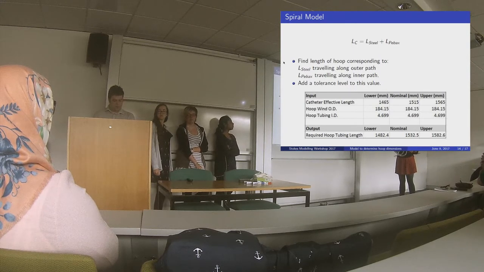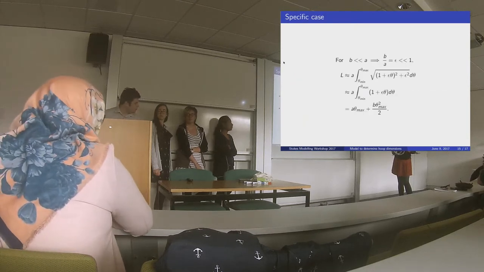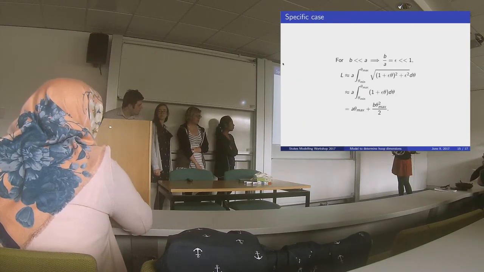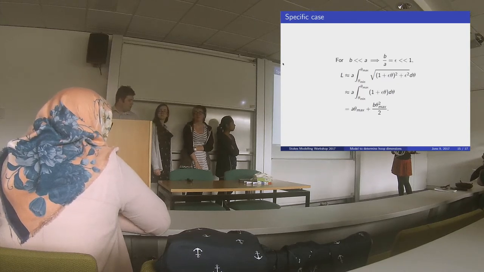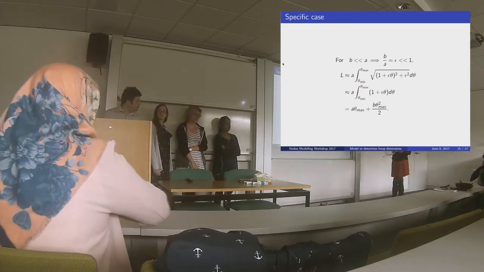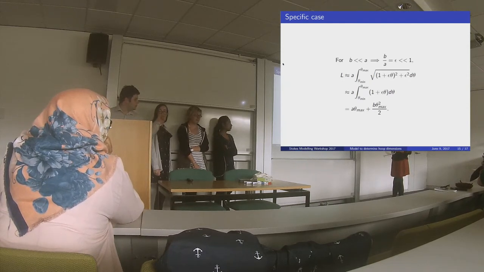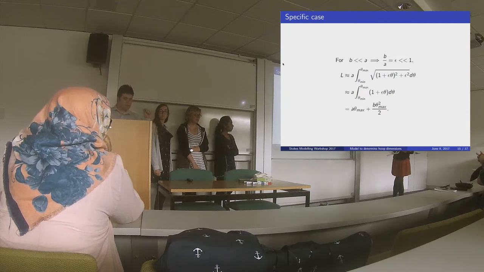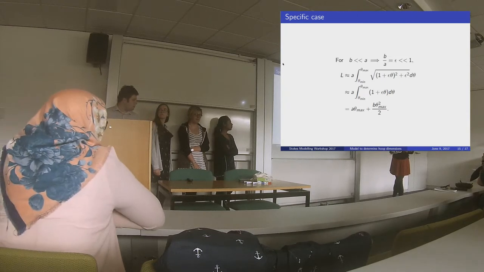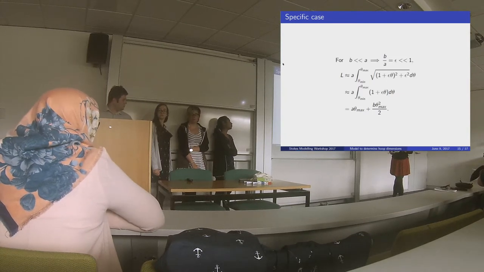So we got an upper and lower bound, and the nominal was much closer to what we were seeing in real life. And then this equation is for a specific case. For any hoop wound thing, if B is much smaller than A, you can use this equation to get a fast answer. So say if it was something really thin, like sellotape, in relation to the hoop that goes around, you could work it out with this much faster than using the big integral.